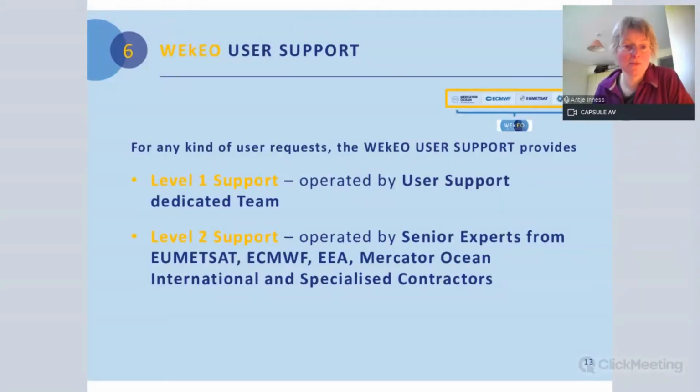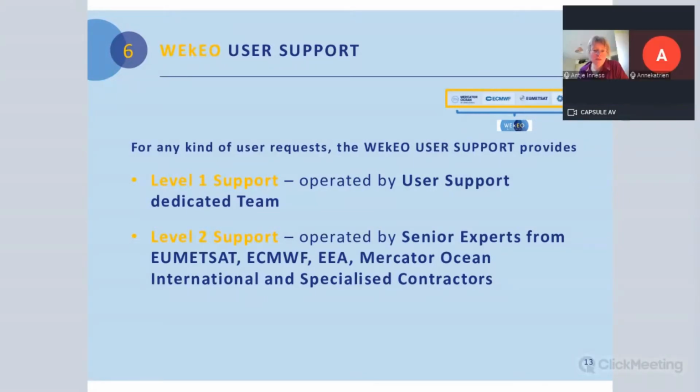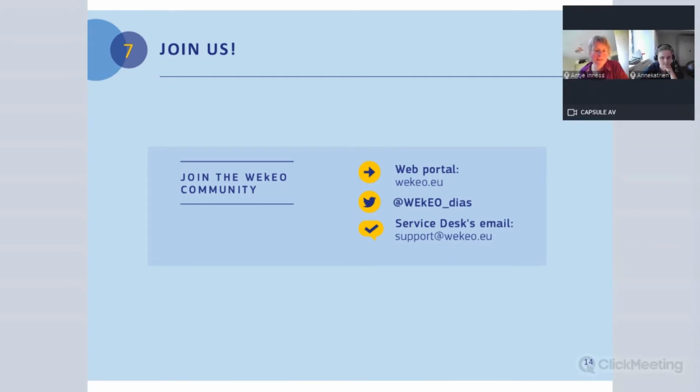And I just want to finish off by pointing out again, if you have any questions, please contact the Wikio user support. There's a 2-tier system. The level 1 support is operated by a dedicated user support team. And if they can't deal with certain questions, they can escalate it. And then you get the level 2 user support, where senior experts from the partners will deal with your questions. And that's the end of my talk.